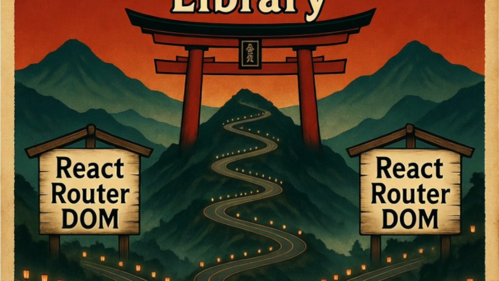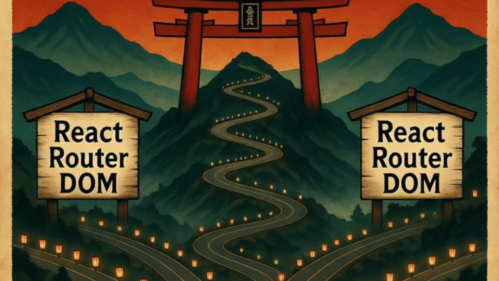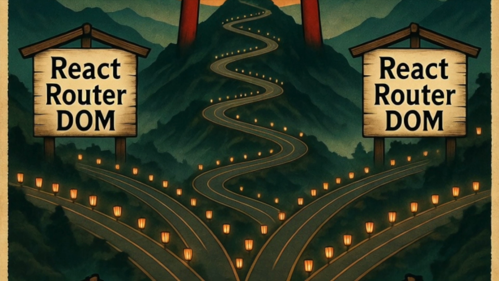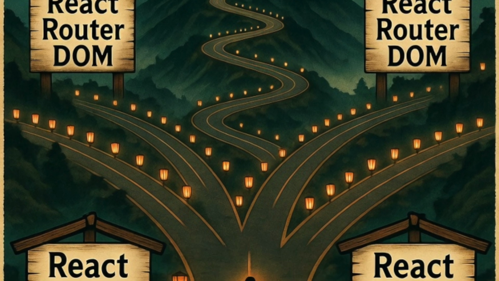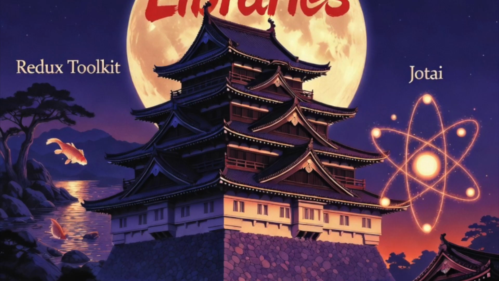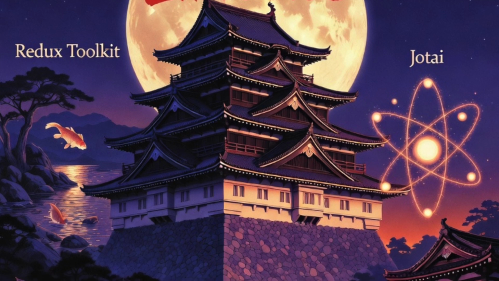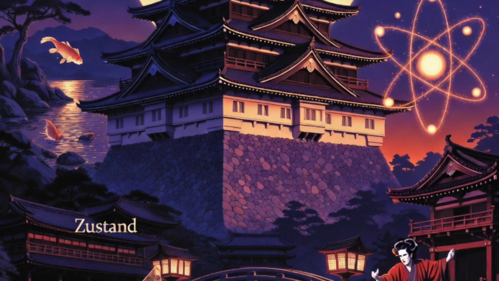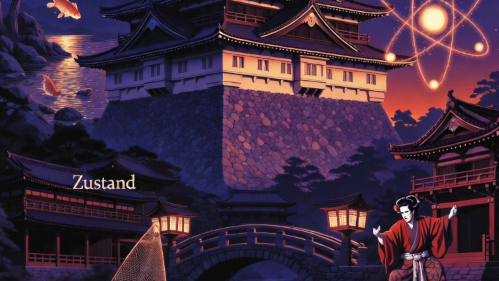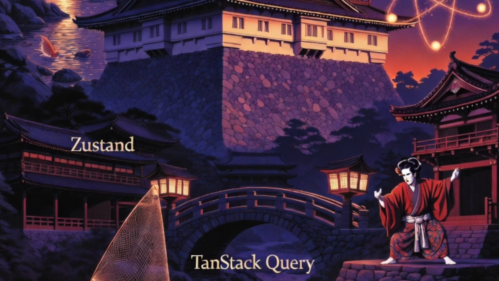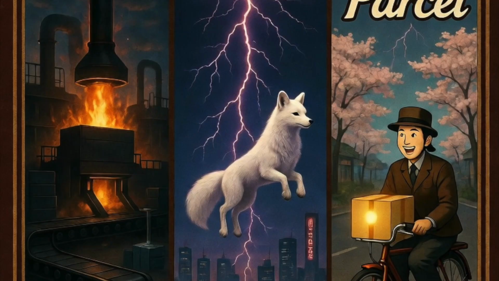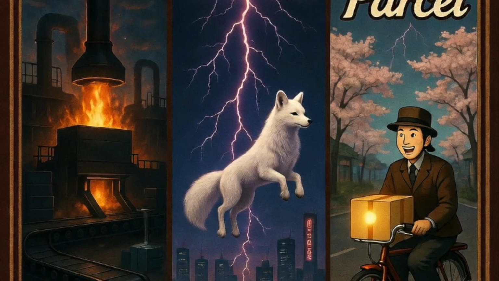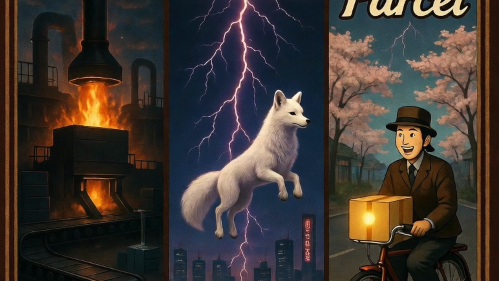Welcome to the M React series. When you are building React applications, you can see libraries like React Router DOM for routing and state management libraries like Redux Toolkit, Jotai, Zustand, and also Immer, TanStack Query, and so on. And you can see bundler packages like Parcel, Vite, Webpack.